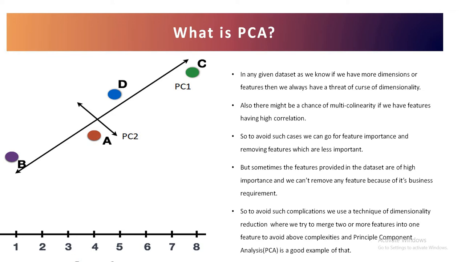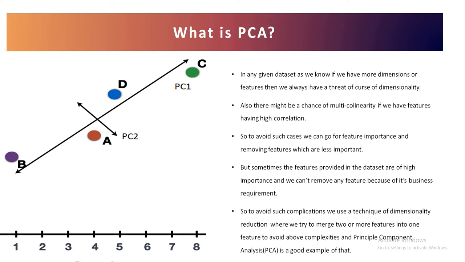In that case, one thing that comes into the picture is the dimensionality reduction technique, that is, reducing those two dimensions or features into a single feature where we can avoid the multicollinearity problem. So this is where principal component analysis, or PCA, comes into the picture.